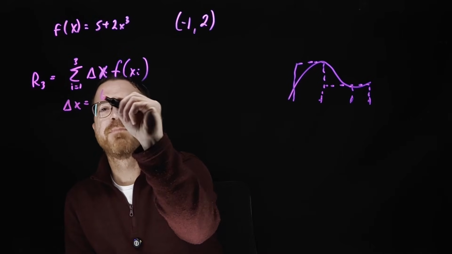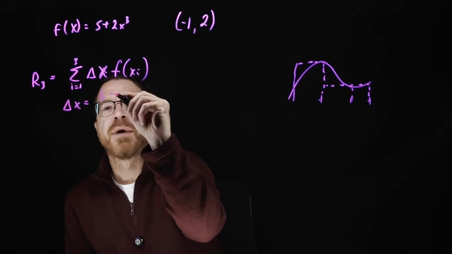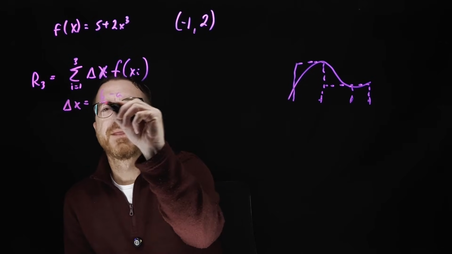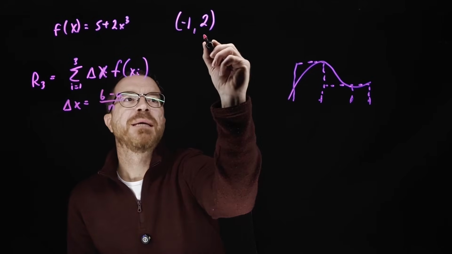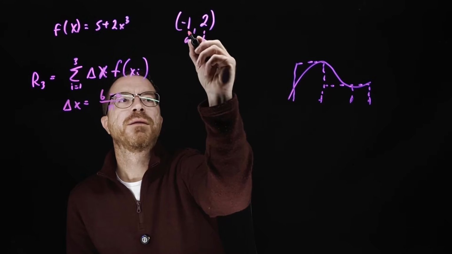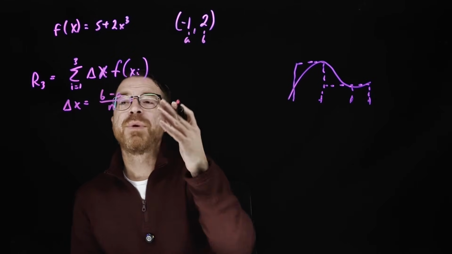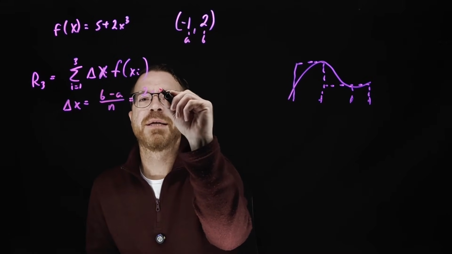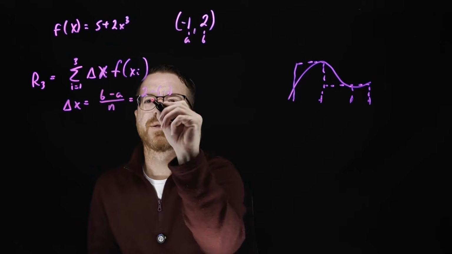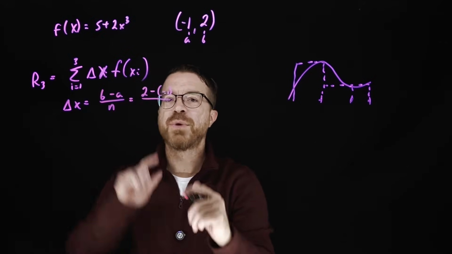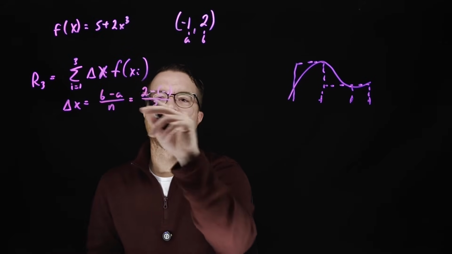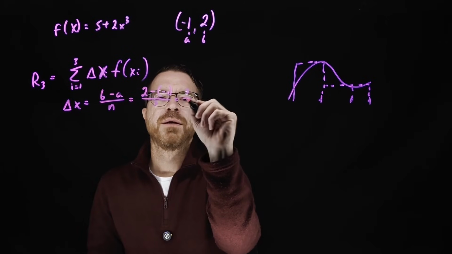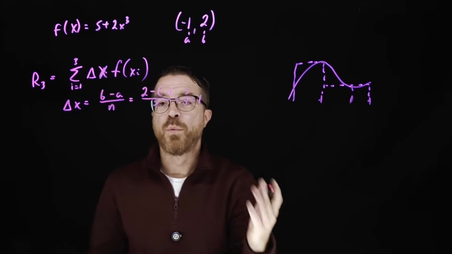So this is going to be b, your endpoint, minus a, your starting point, divided by n. So if I just wanted to label, this would be b, this would be a. So plugging in what we have, that we're going from 2 to -1, this is going to be 2 minus -1, which of course will just be plus 1, divided by our 3 subintervals. So this is going to be 3 over 3, or a change of 1.